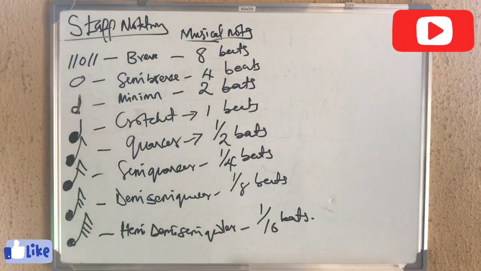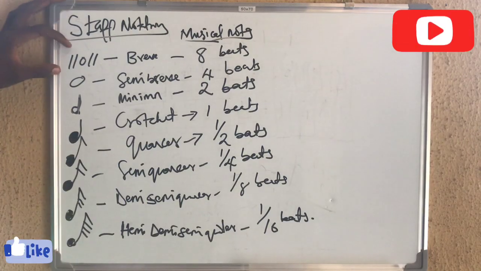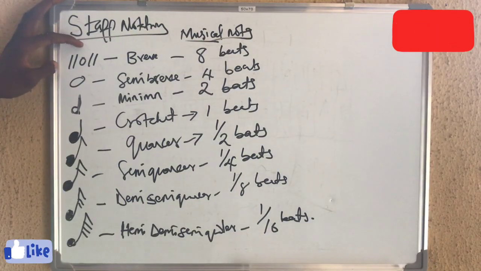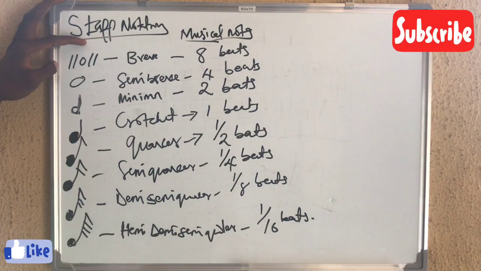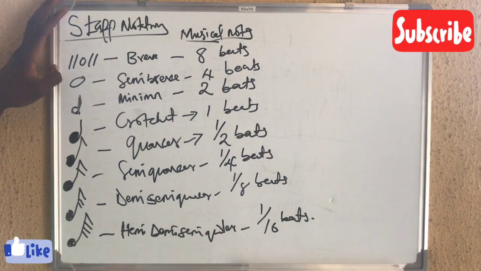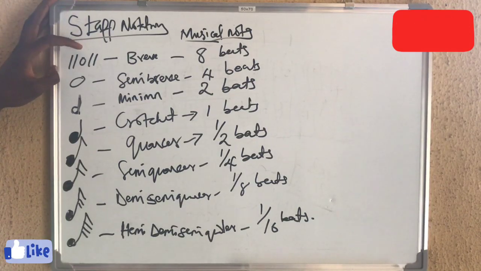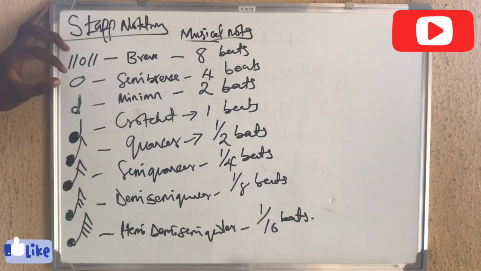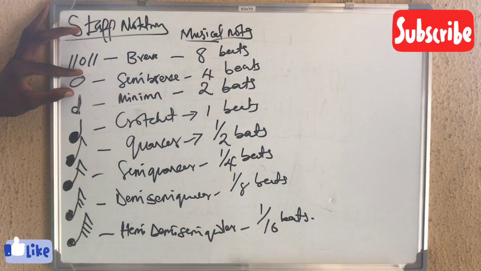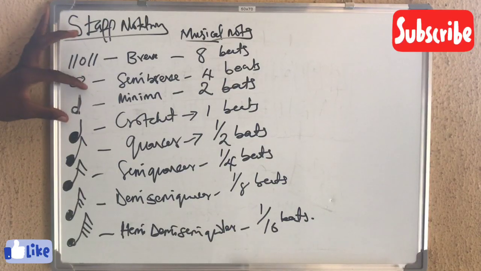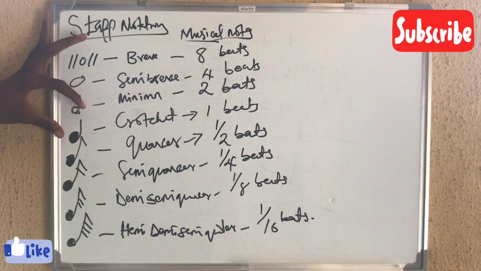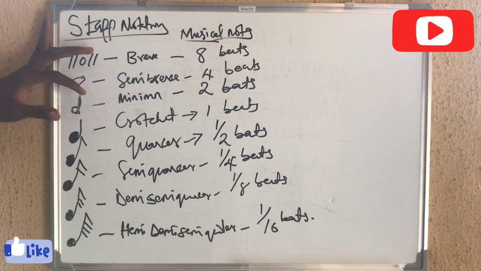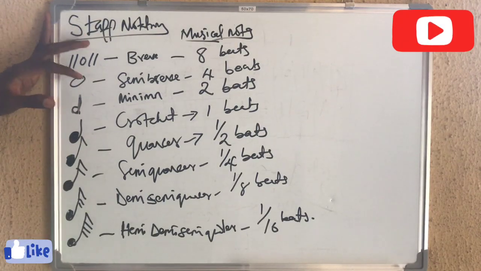These are the musical notes. So coming back to brief, the brief has 8 beats. So anywhere you are playing in your staff notation and you find the brief, it means that if you play that brief, you are going to wait for 8 beat counts. Then depending on the metronome you are given, when you have semi-brief, you're going to wait for 4 beats. When you have minim, you wait for 2 beats. When you have crotchet, 1 beat. When you have quaver, half a beat, and so on.